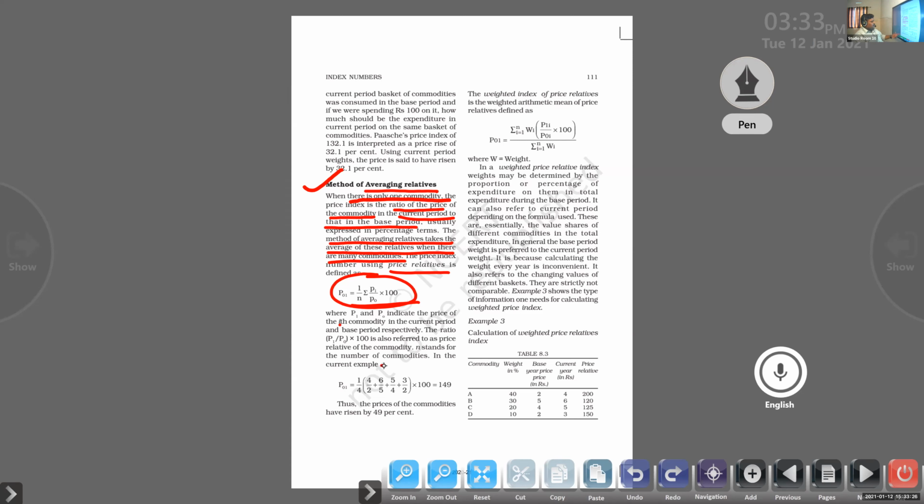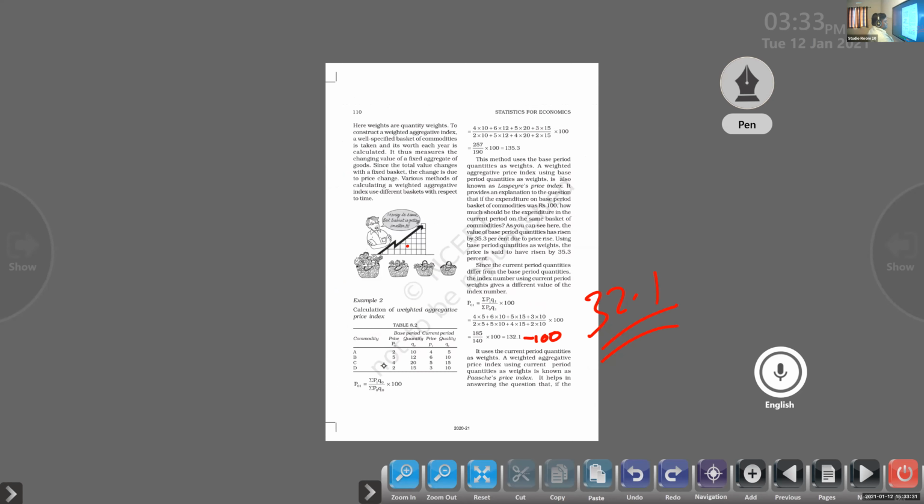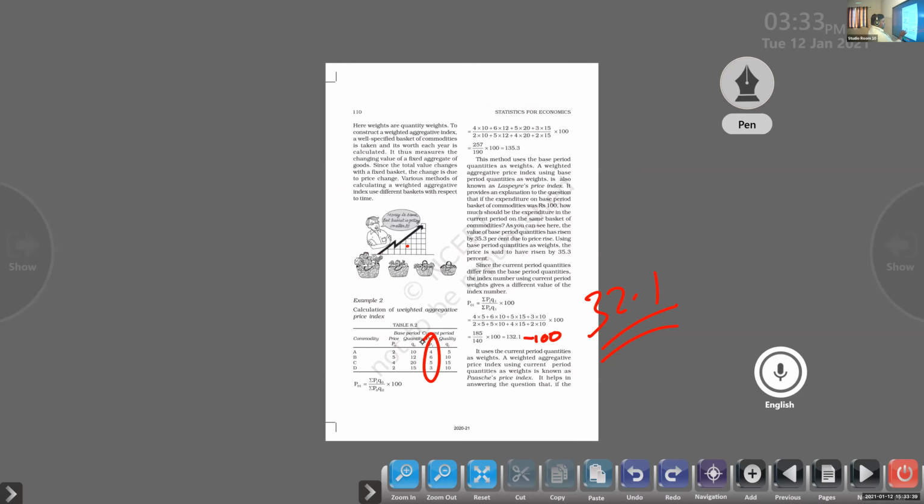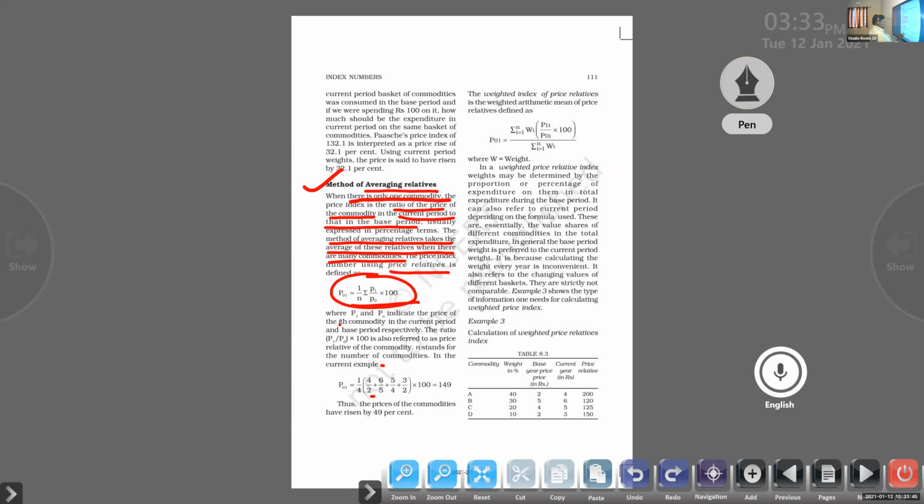So we can go for an example here. The same numbers are provided: 4, 6, 5, 3, as on the previous page. Next, P1 and Q1 is 2, 5, 4, 2. So P1 divided by P0: 4 divided by 2, 6 divided by 5 plus 5 divided by 4 plus 3 divided by 2, multiplied by 100. So we get 149 minus 100, 49. Thus the prices of the commodities have risen by 49%.